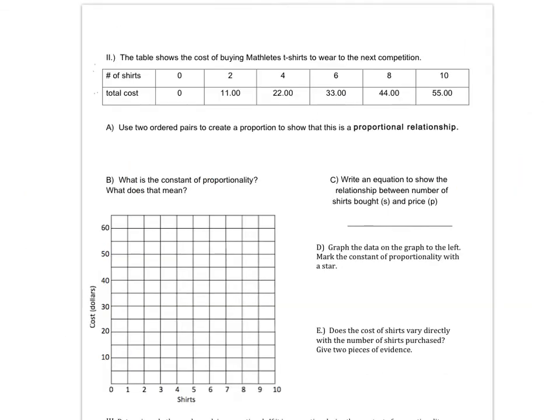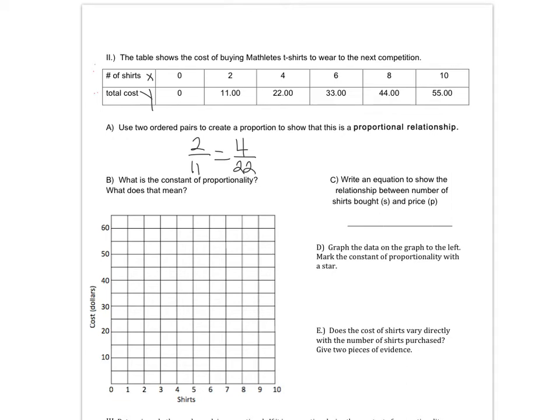Example 2 is asking us to look at the cost of buying mathlete shirts to wear to the competition. In our table, we have the number of shirts in our X position, and then total cost in the Y spot. So for part A, we're going to use any 2 ordered pairs to create a proportion to show that it is a proportional relationship. Doesn't matter which ones you use, as long as you don't use the 0, 0, that kind of makes it tricky. But I'm going to use 2 over 11 and 4 over 22.